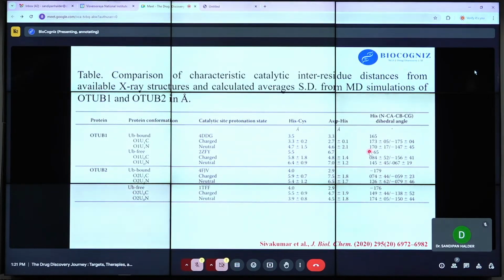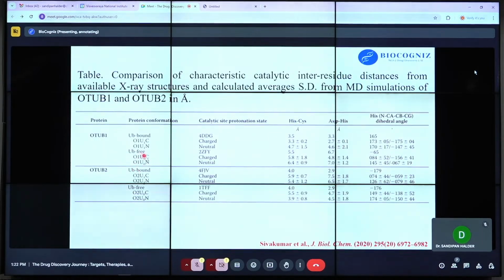So when we started this work, we focused on that. Instead of focusing on a better active compound, we focused on identifying the right target structure. For OTB1, we have several crystal structures, several structures crystallized with complex information already available. When we studied them, we looked into a few categories, like whether it is ubiquitin bound or ubiquitin free. As I already told you, this is a deubiquitinase protein.